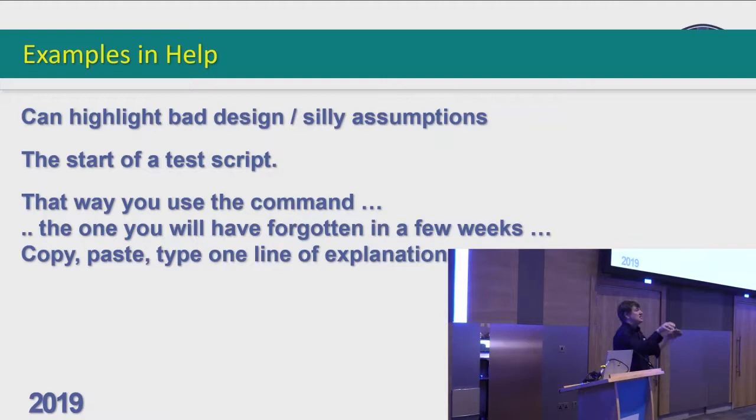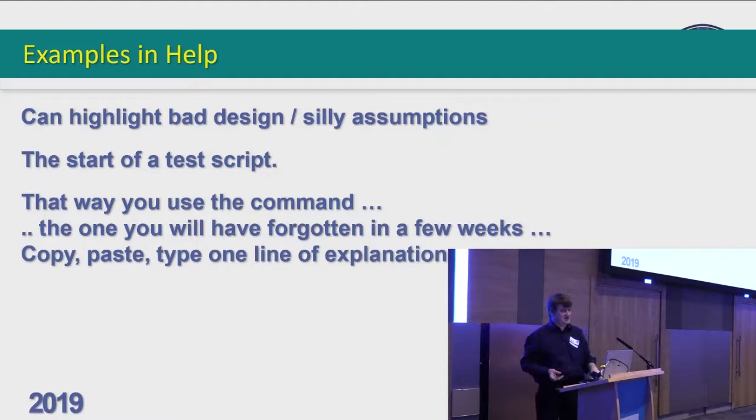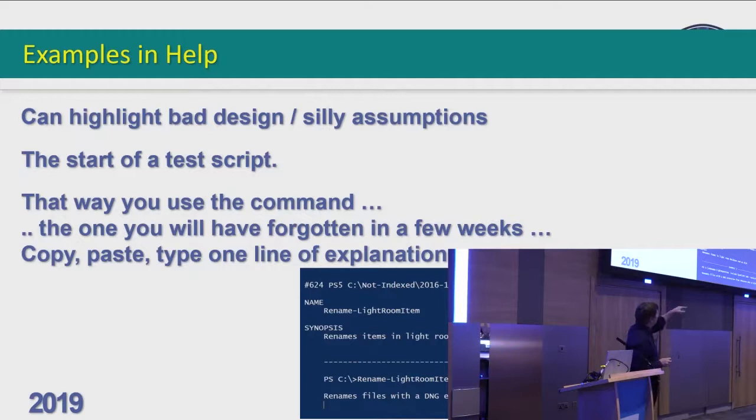So one of the first things I did was, I keep running this same kind of command: go here and rename these items in the Lightroom database and on disk. And I can never remember how it works. So what shall I do? I'll take an example of where I ran it, add one sentence of explanation, and paste it into the help as an example. Now it's there forevermore.